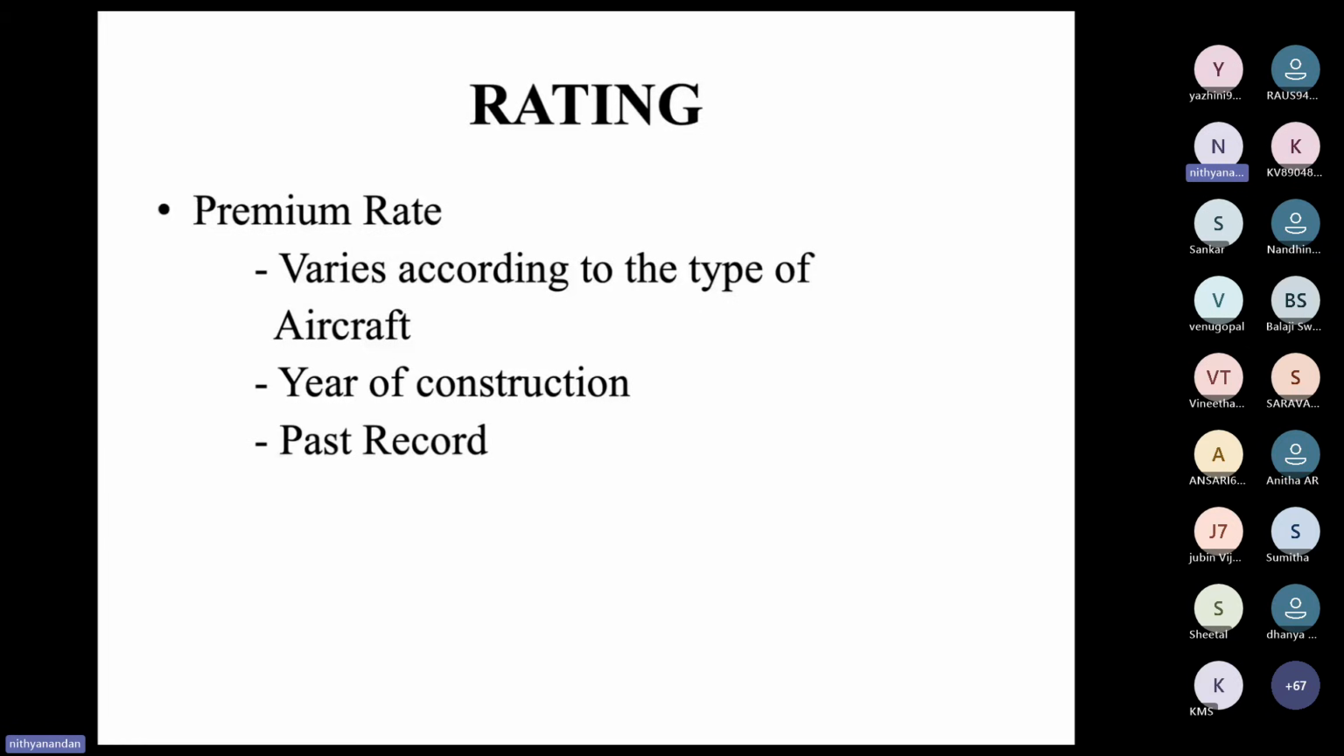Rating. How an aircraft is rated varies according to the type of aircraft, year of construction, past experience in claims, pilot's experience, and the geographical limit in which it is flying.